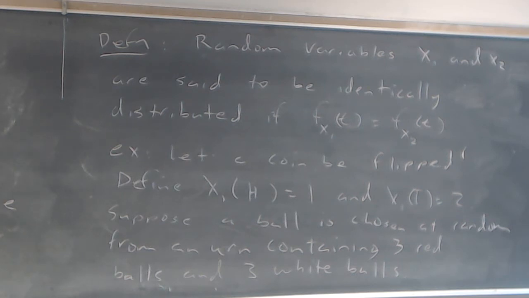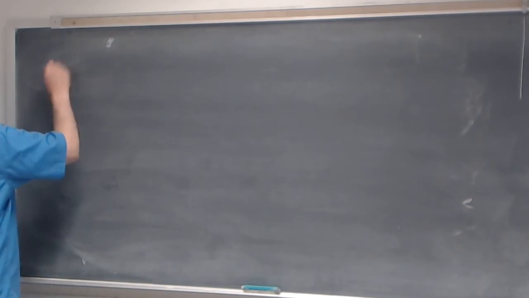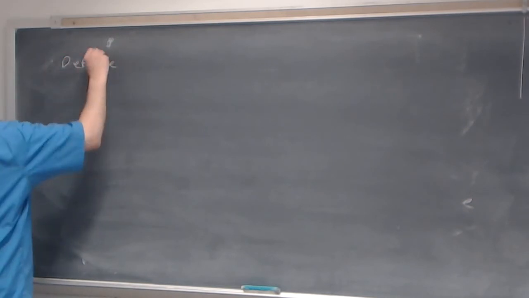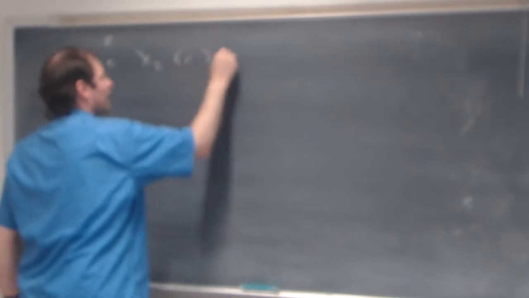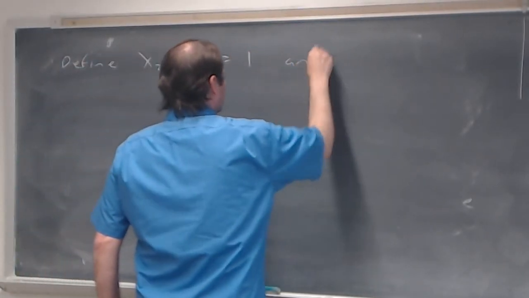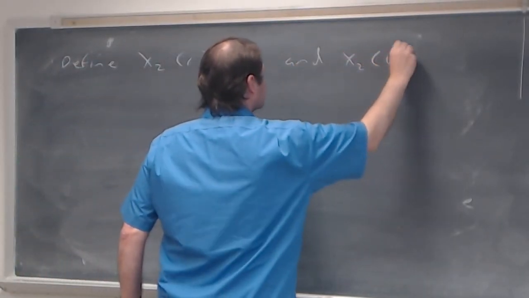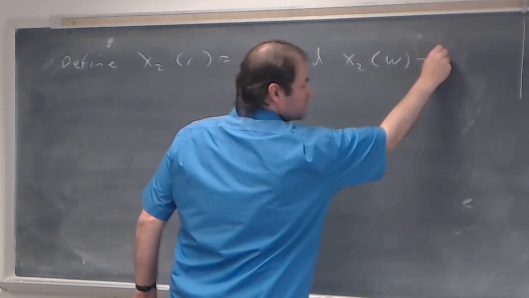Then we're going to make a random variable x of 2. Define x of 2 of red to be equal to 1 and x of 2 of white equal to 2.